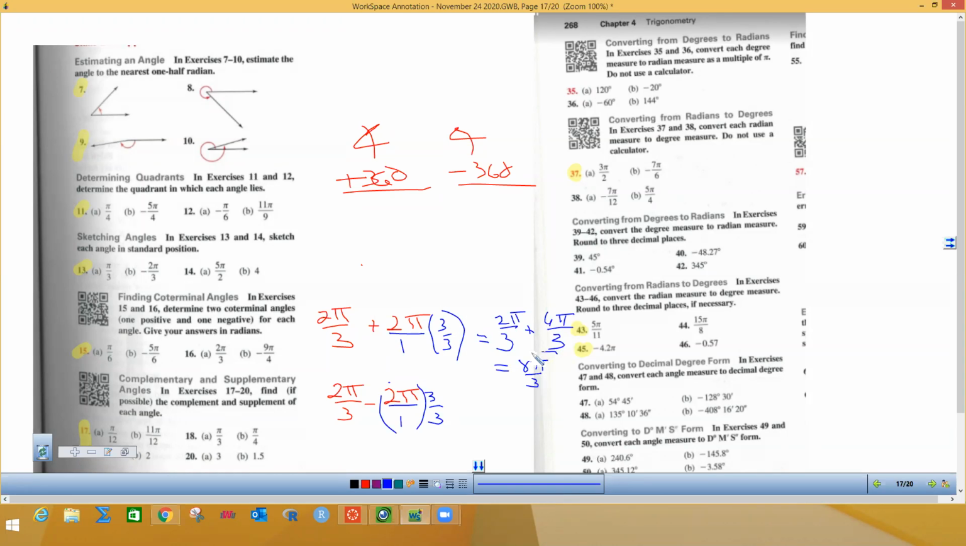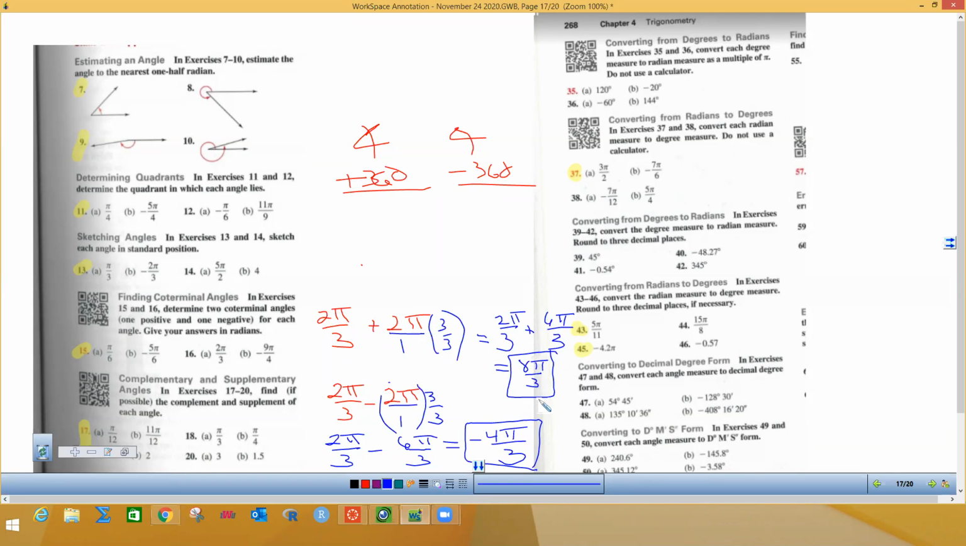So that would be a positive angle right there. And then we would take this 2 pi over 3 down here and subtract 6 pi over 3. And 2 minus 6 is negative 4 pi over 3. So this would be your positive coterminal. This is your negative coterminal. So you're going to add and subtract 2 pi.